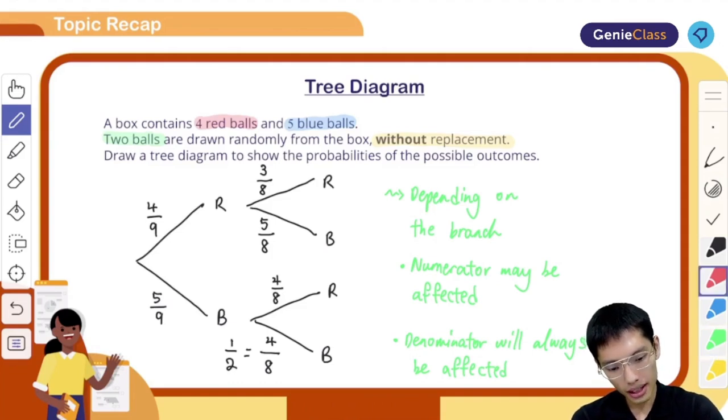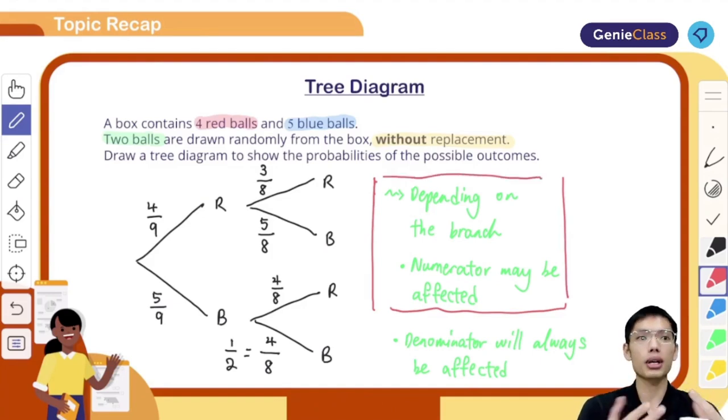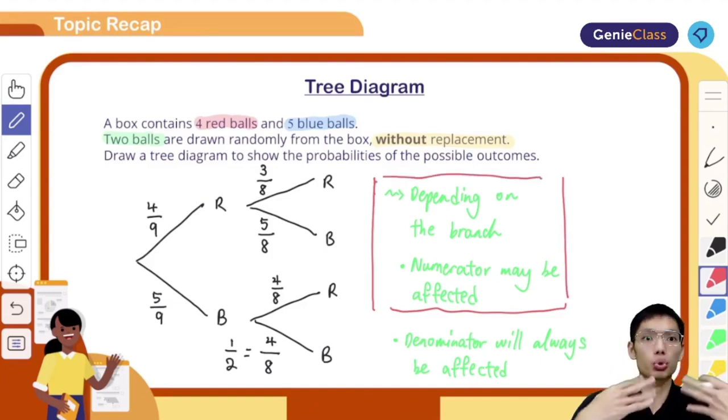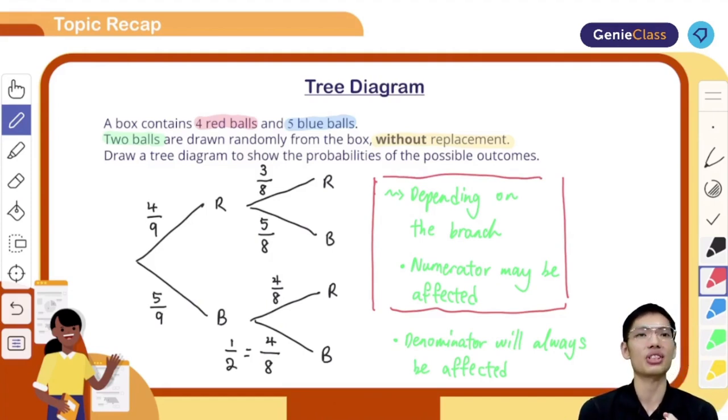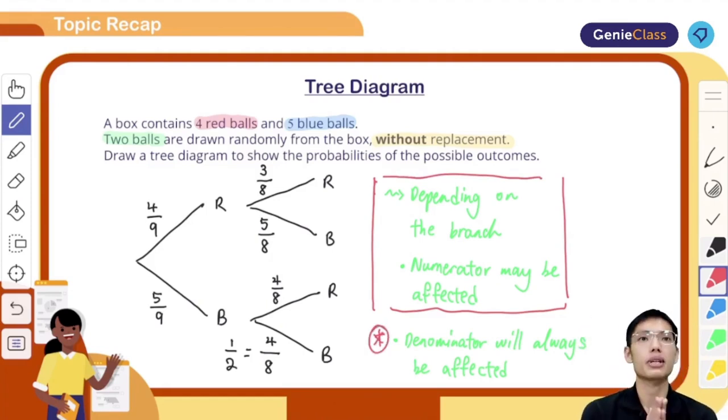Okay, so the first part, depending on the branch, the numerator may be affected. But for the second one, because I'm removing one item, that total is definitely going to decrease. So therefore, the denominator will always be affected. So that's one way to know with and without replacement. Okay, I hope this helps.